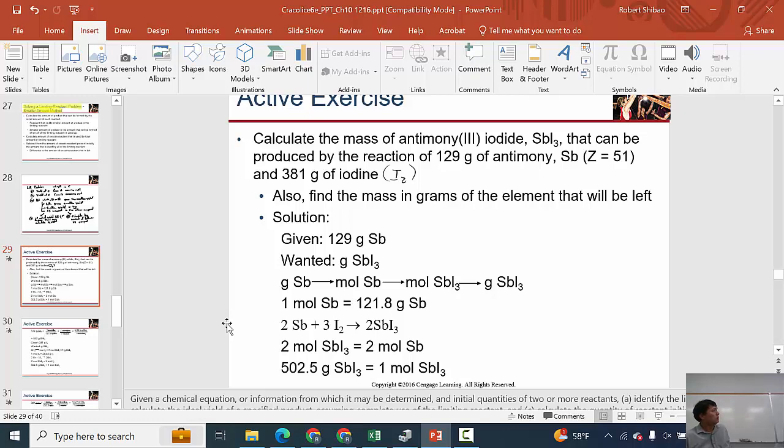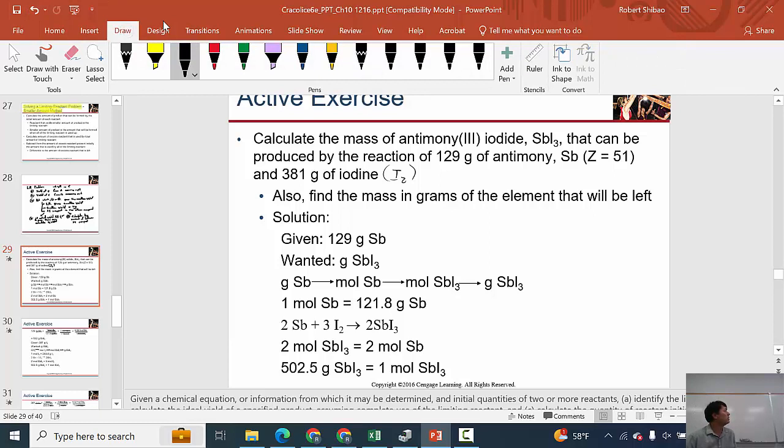And so what we're going to do is this. Whenever we're given the amounts of both reagents, let's go ahead and write the equation first, the reaction. And so this is going to be antimony, Sb, which is a solid, plus iodine. Iodine also is a solid. Bromine's a liquid. Chlorine and fluorine are gases. Iodine's a solid. It's going to produce SbI3.